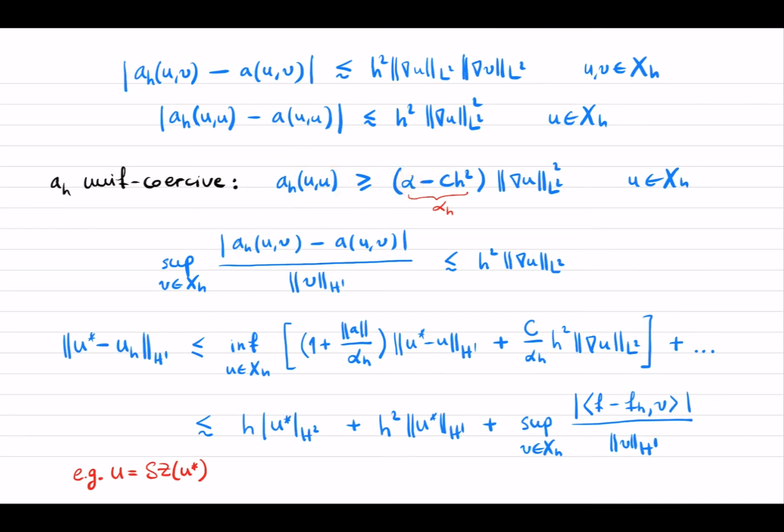Alpha is the coercivity constant of the exact bilinear form a, then minus some constant times h squared according to this estimate times the H1 semi-norm of u. So this shows that if h is small enough, we get a_h coercive, and this constant will have a lower bound that is independent of h.